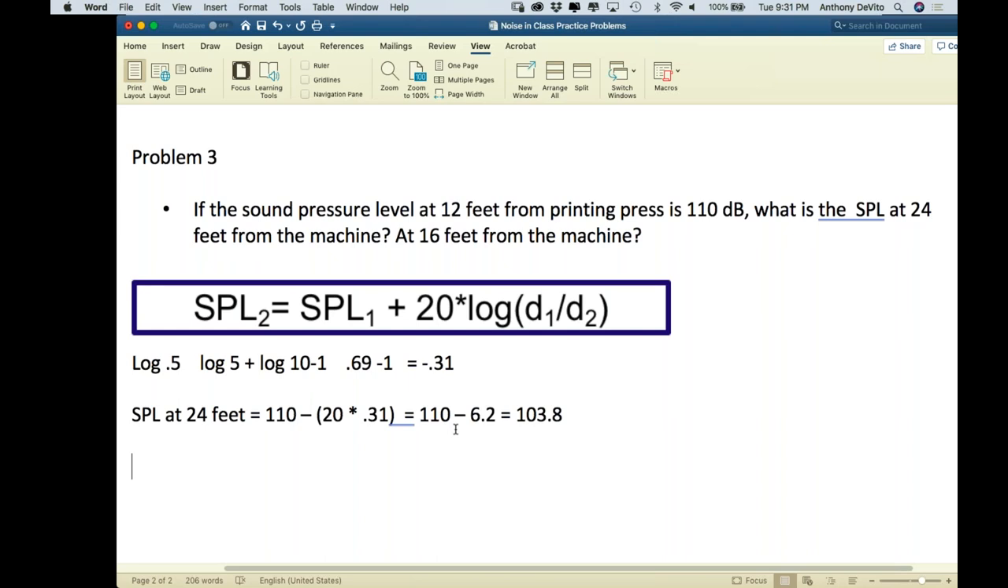So these are all calculations that, in real life, if you have to evaluate a noise situation, are going to be practical for you. I'm trying to just skim over the ones that I don't think you'll ever use, but something like this you're likely to use.